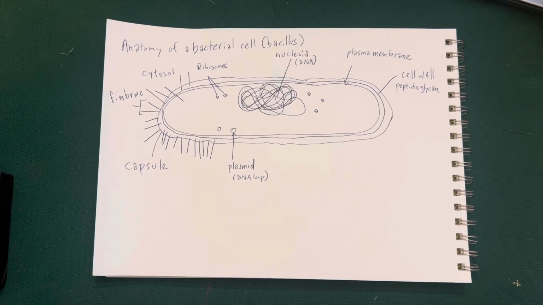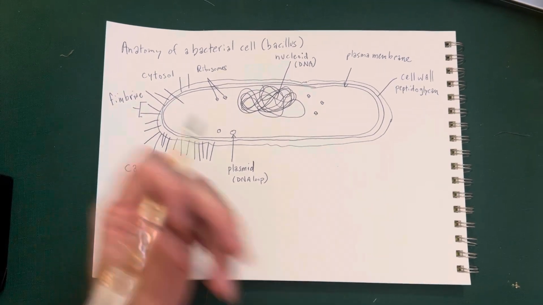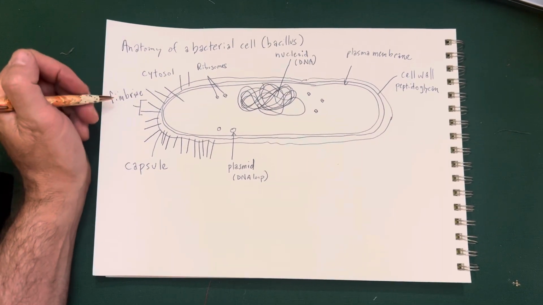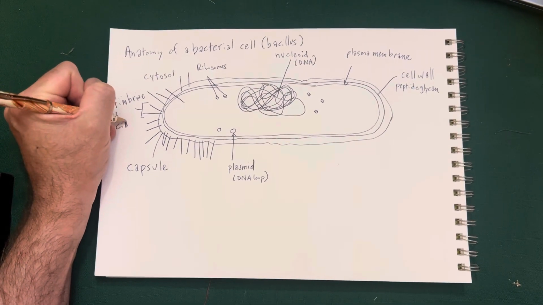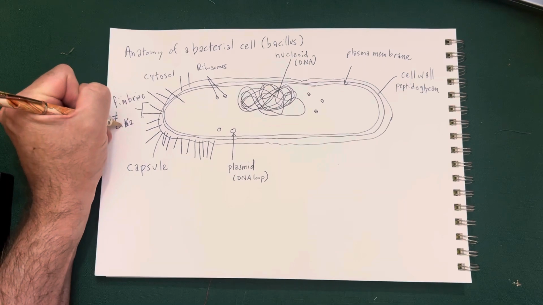So because they have no cytoskeleton, they can't have microtubules. No microtubules means no cilia. So these lines here are not cilia, but are something different called fimbriae. And I'm just going to indicate here that fimbriae are not the same thing as cilia.